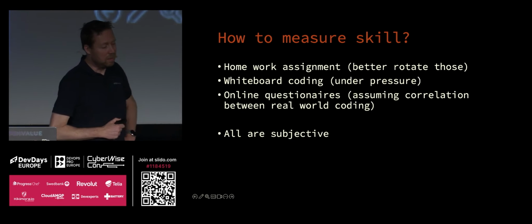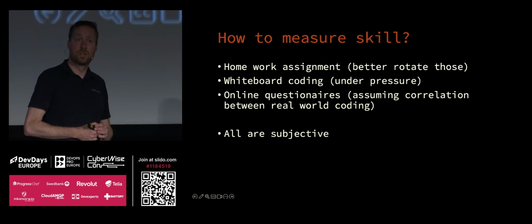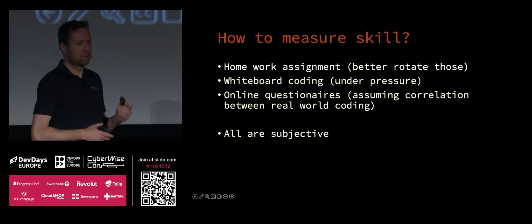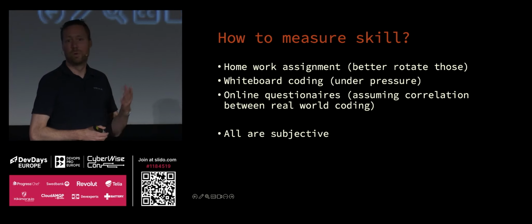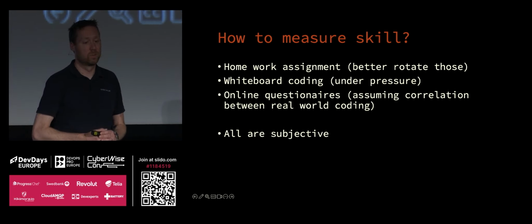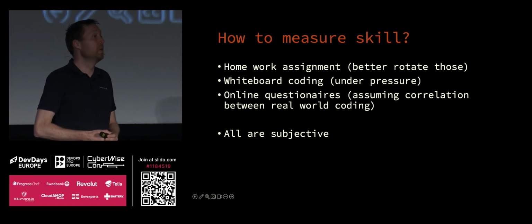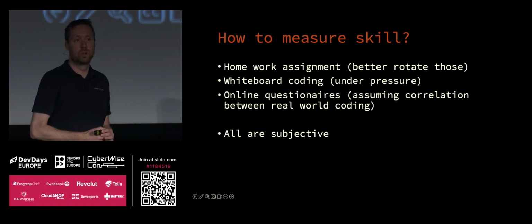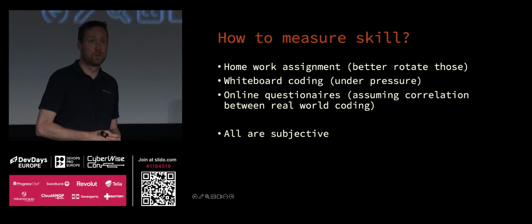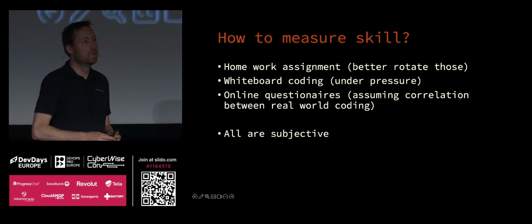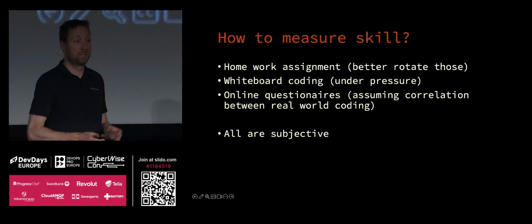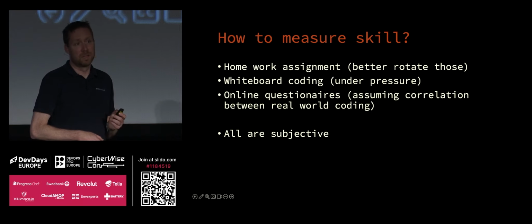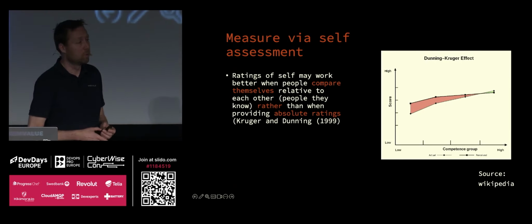And he needed to understand how he can measure skill in an objective way. We talked about a few approaches already, the homework assignment, the whiteboard coding, and online questionnaires. Well, there are some issues with that, and I would say they're definitely subjective. I mean, who determines that a specific whiteboard coding assignment is the best way to determine the skill level of a developer that you want to work with? So we need something more objective, or at least backed by research.